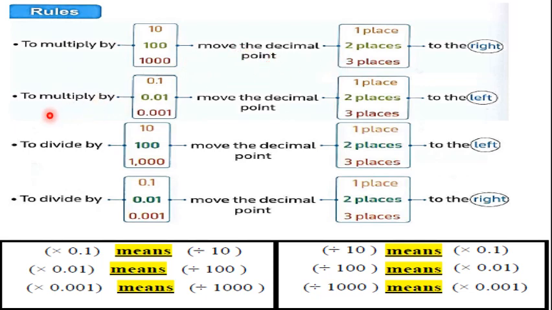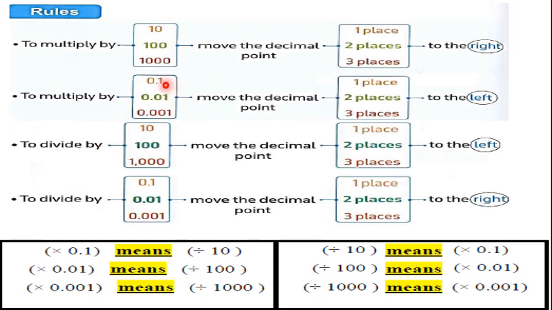Now, if I want to multiply any number by 0.1 or 0.01 or 0.001, it is different. I will move the decimal point to the left. I call 0.1 and 0.01 and 0.001 the crazy decimals. They are moving to the opposite.